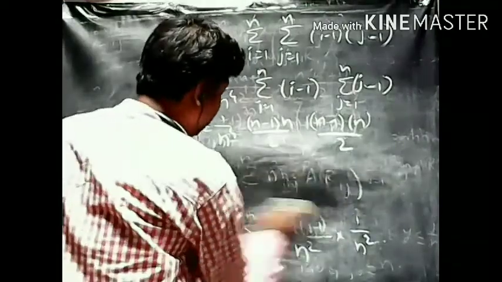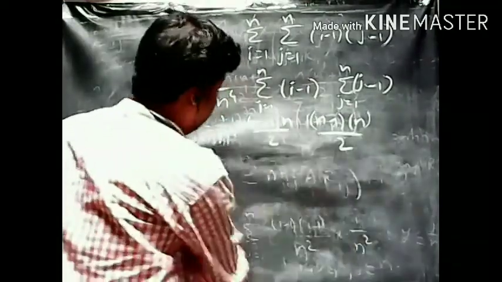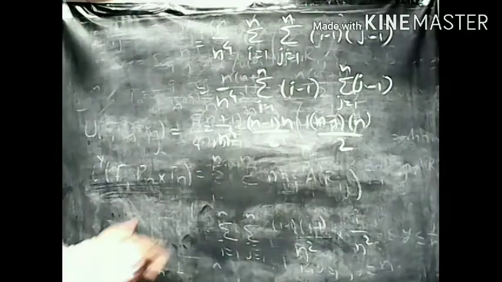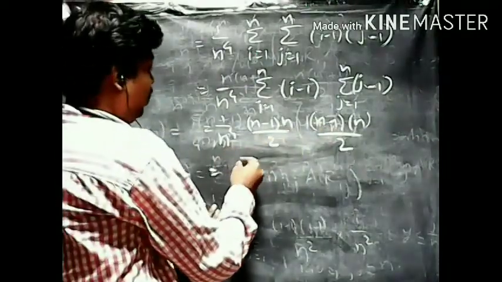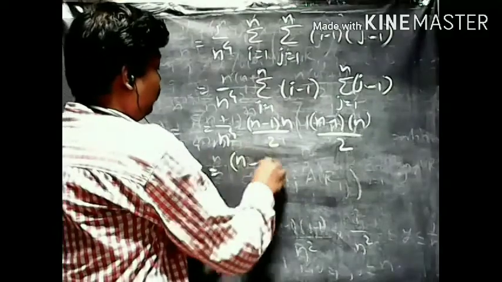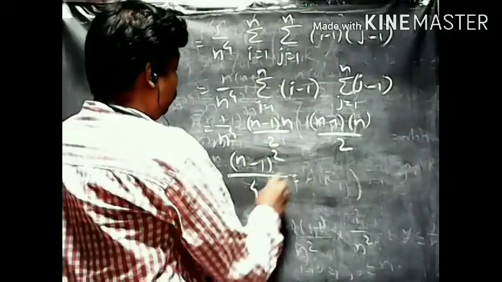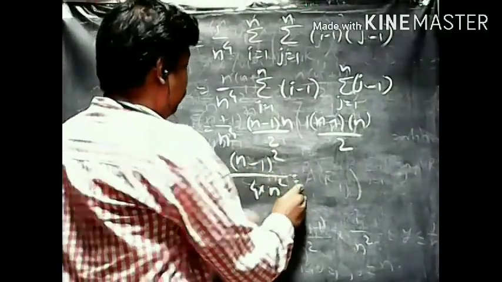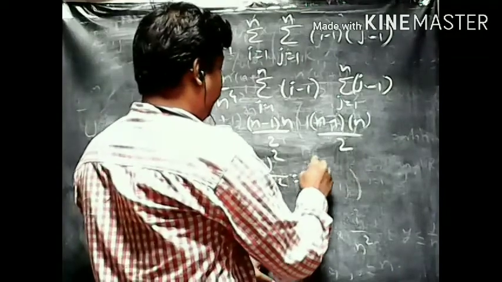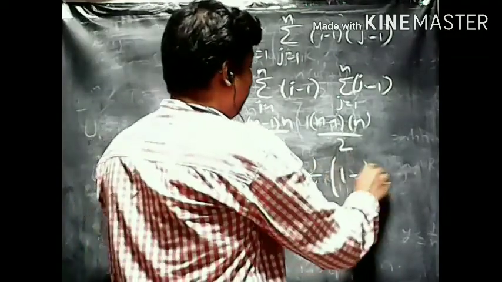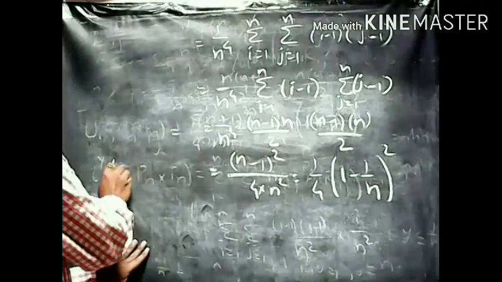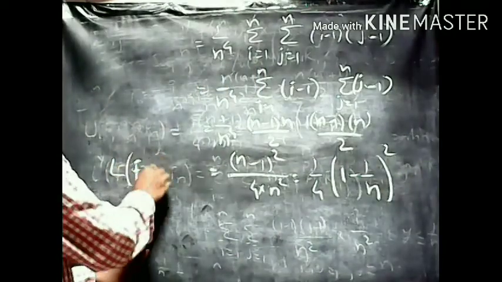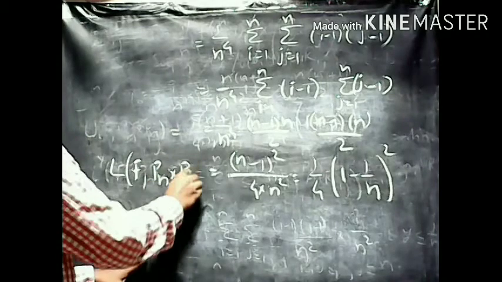So after cancellation, this becomes n, and n square get cancelled. What is left is (n minus 1) whole square upon 4 into n square. So that will be 1 upon 4 into (1 minus 1 by n) whole square. So that is the lower Riemann sum of f with respect to partition Pn cross Pn.